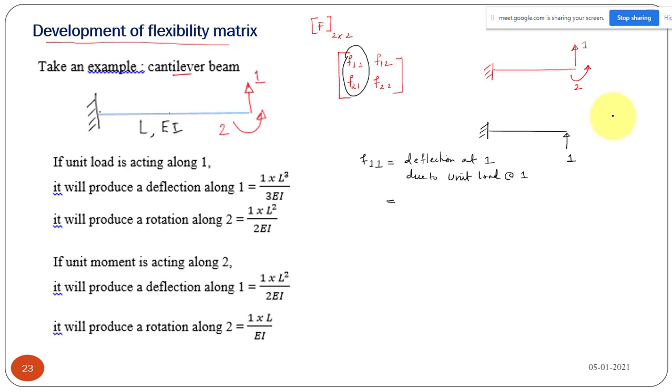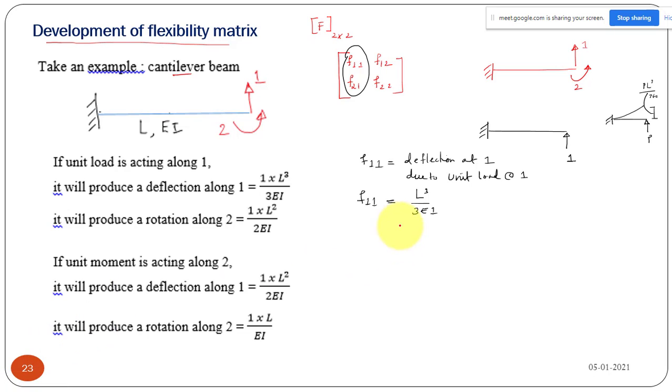So if you have a cantilever beam and apply a load of P, what will be the deflection? This will be PL cube by 3EI, right? All these results you should know. So this F11, with the load being 1, will be L cube by 3EI. That is your element F11.